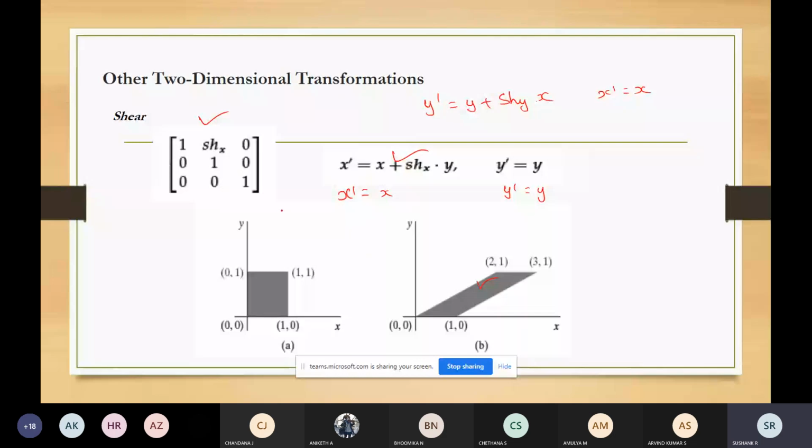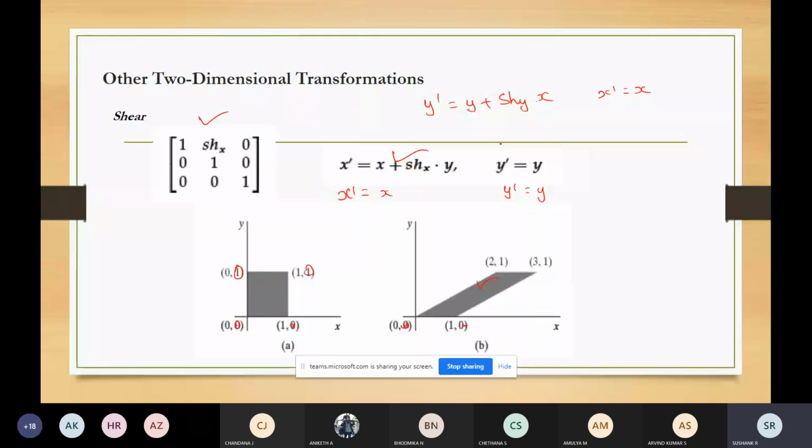See, this is the shear along the x-axis. Here I'm changing this with respect to x. Only the x value is changing. The y value is remaining constant. So this is the shear along the x values.